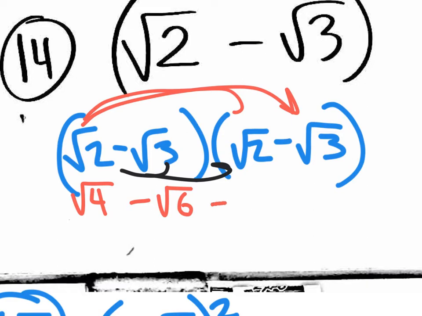That's going to be negative square root of 6. Again, because a negative times a positive is a negative. Okay, and then at the very end, we're going to go negative square root of 3 times negative square root of 3. That's going to be positive square root of 9.